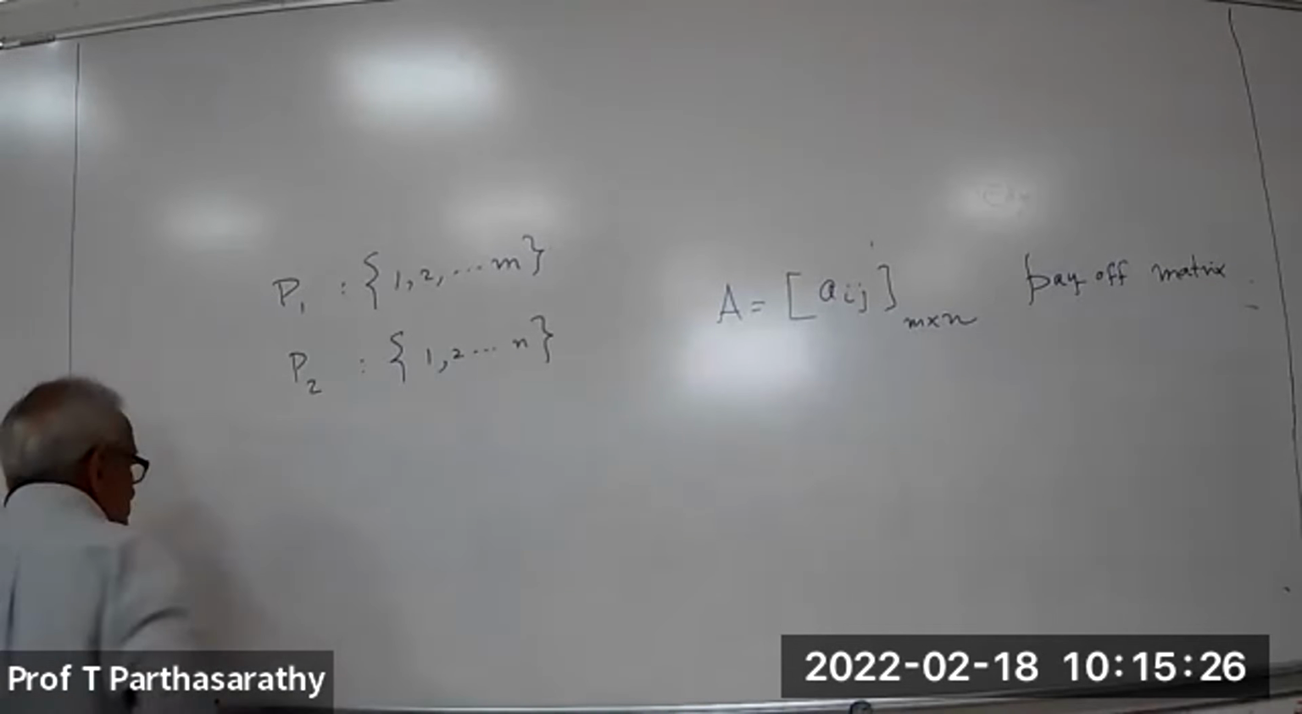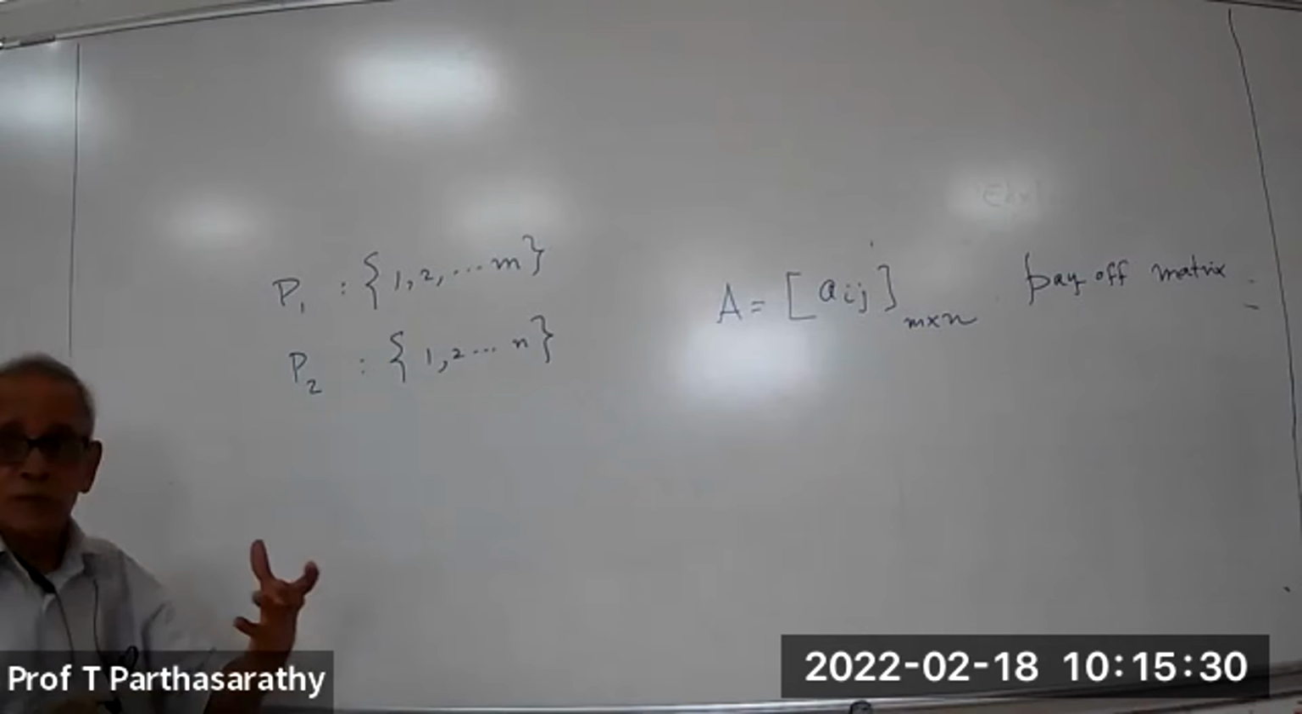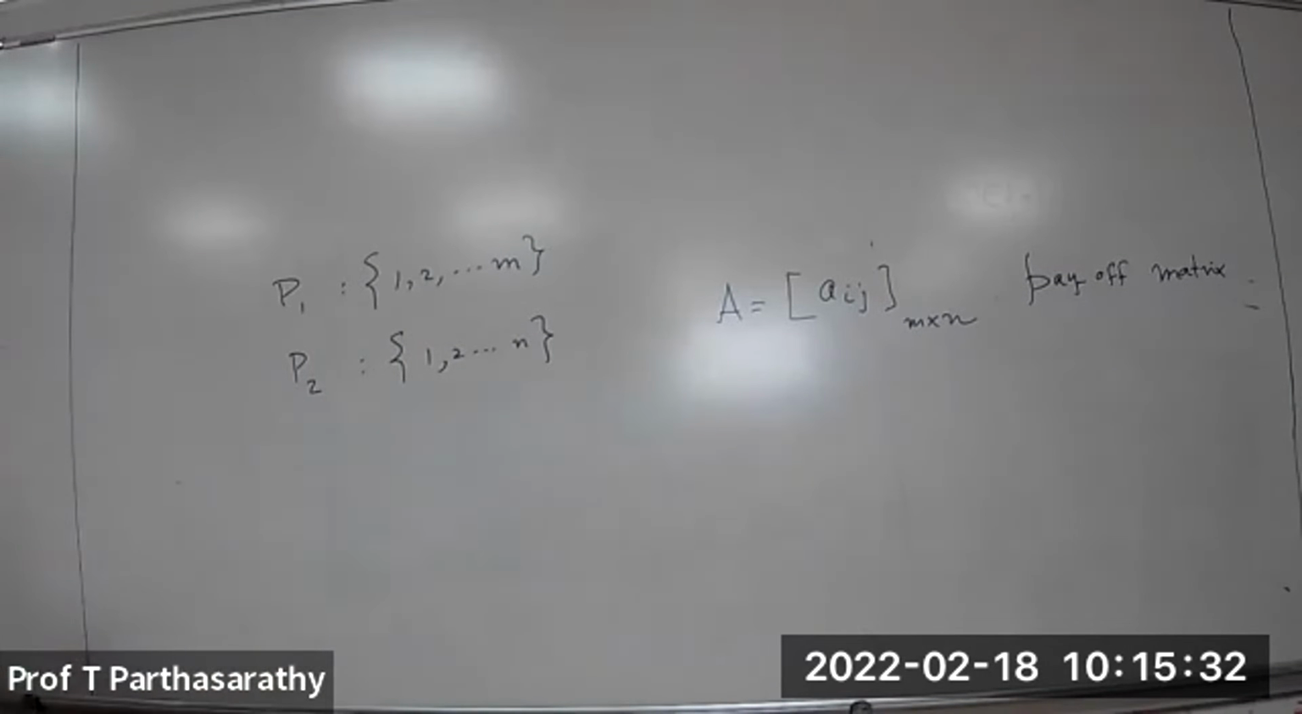Now, the point is, player 1 wants to get the maximum amount possible. Suppose this game is played several times, what should he do in order to maximize his expected income? That is the problem. Player 2 wants to give him as little as possible. So they have diametrically opposite views. One of them wants to maximize, the other one wants to minimize.